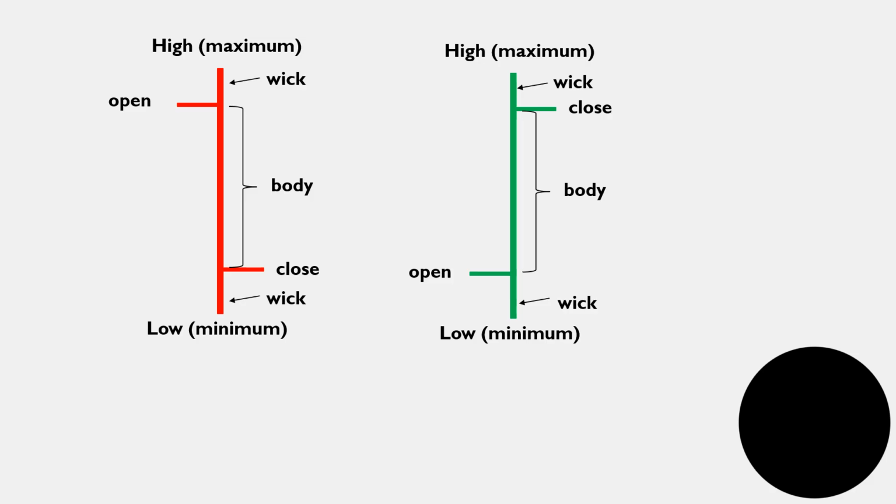And depending on the level where the open and close happened, we can expect a bearish bar, which is red on the left you can see, or the bullish green bar you see on the right hand side. And the rules of opening and closing are exactly the same as you will see in a Japanese candlestick.